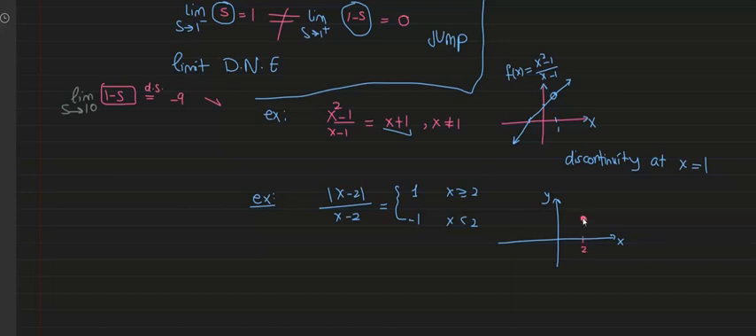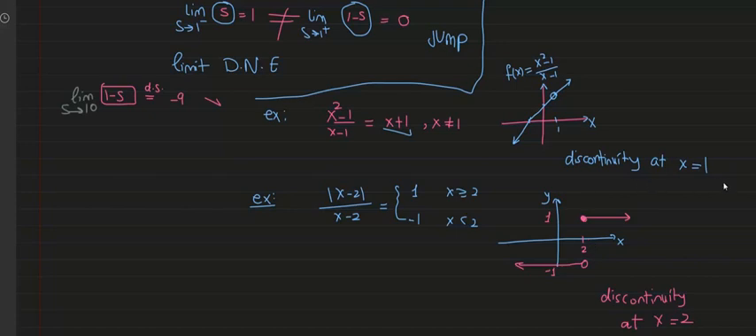We have here 1, and for any number bigger than 2, the output is 1. And if the number is less than 2, not 2, any number before x equals 2, the output will be -1. So here we know that there is a discontinuity that happened to the function at x equals what? 2. There is a jump that happened at x equals 2.